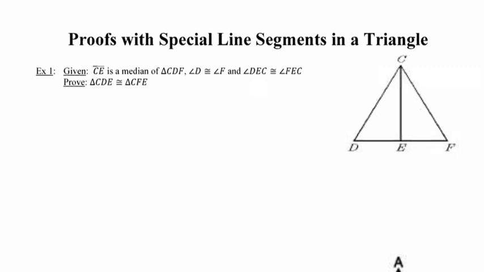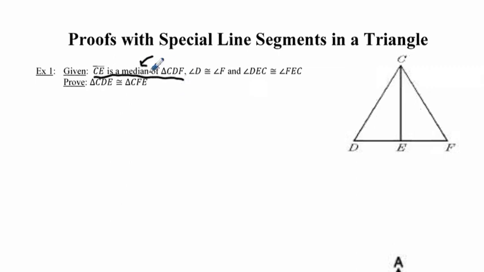In example 1, we are given that segment CE is a median of the large triangle. We're told that angle D is congruent to angle F, and that angle DEC is congruent to angle FEC. So as always, I'm going to begin by marking this information in my picture. I'm going to start with the first given that says segment CE is a median of that triangle.